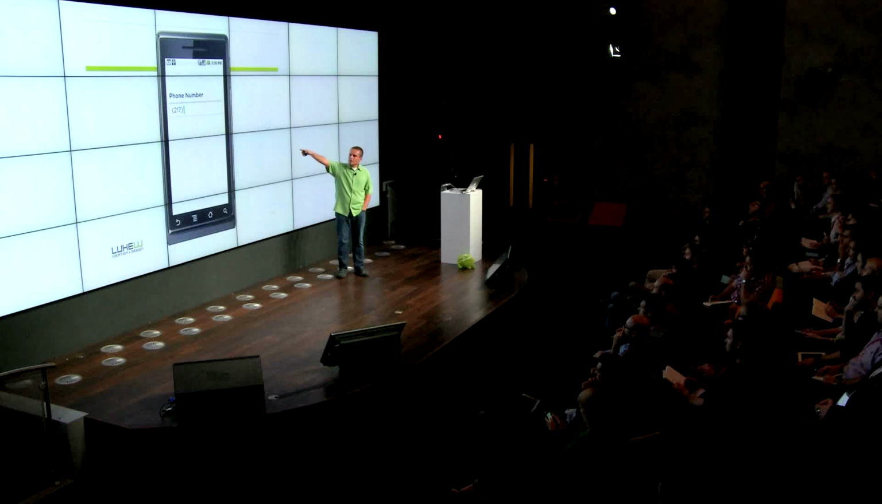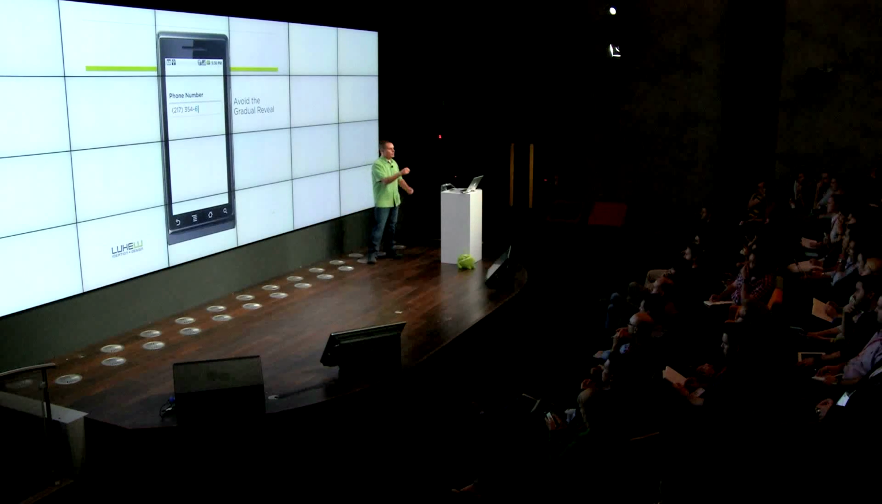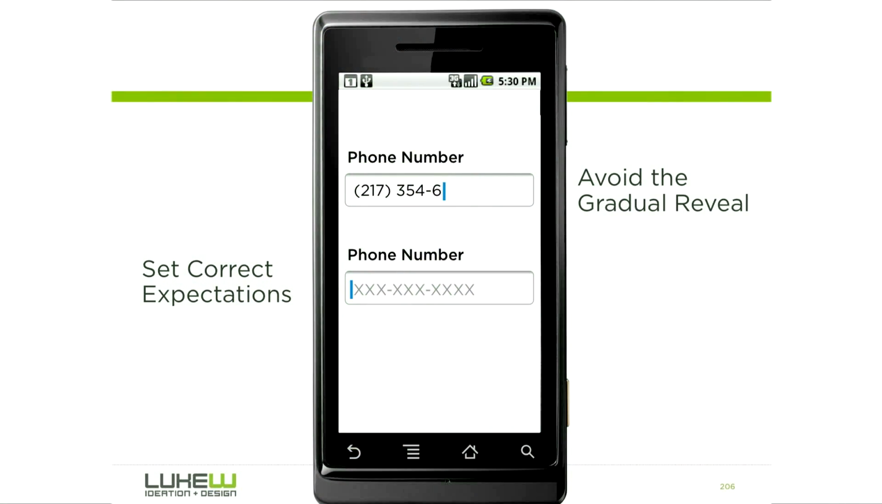This is kind of like, as you go, it reveals things. What I call the gradual reveal. Sort of like trying to answer a test question while having somebody grade it while you're answering it. It's very unnerving. So gradually revealing this input mask, not good. And it also doesn't set the correct expectations. What it promised us up front is not the format that we got to in the end, is it?